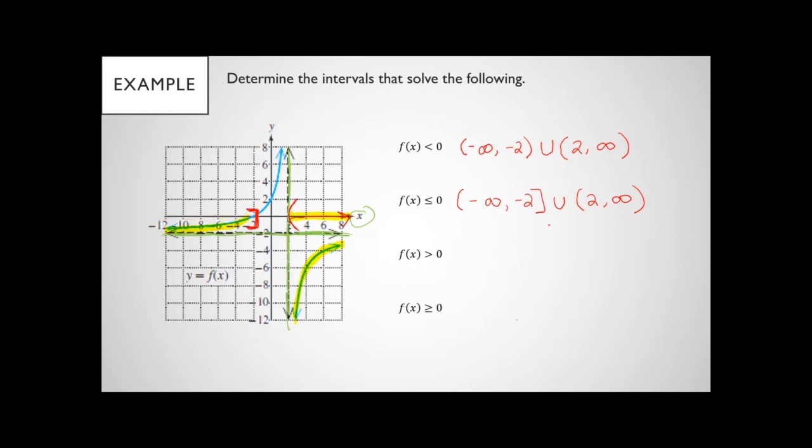Okay, so I'm going to erase my highlights. I actually erased my asymptotes too. Oh well. Now let's look at the greater than 0. So where are we above the x-axis? We're above the x-axis in only one section right here. Everything else is below that x-axis.